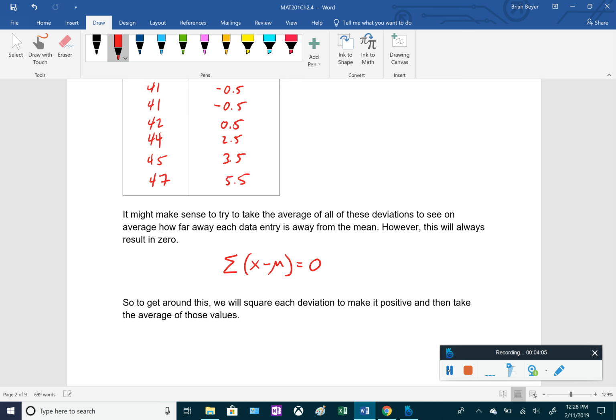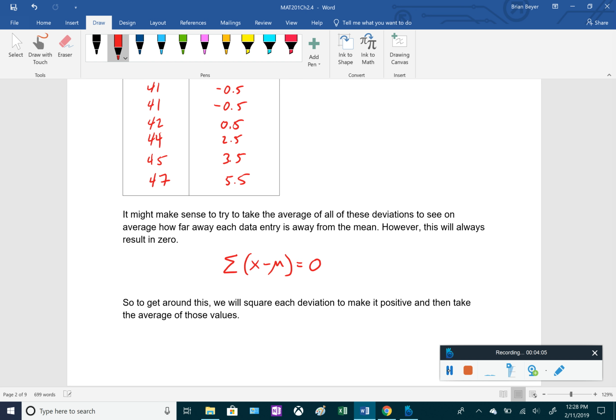If you don't believe me, you can go back up to this example and add all of those up. You're going to get 0. So trying to take the average would just always give us a 0. The way that we actually get around this is we're going to square each deviation, so we're going to raise it to the power of 2. That's going to make it positive, and then we're going to take the average of those values instead. Another way we can do this is taking the absolute value, but that's something different, so we won't worry about that just yet.